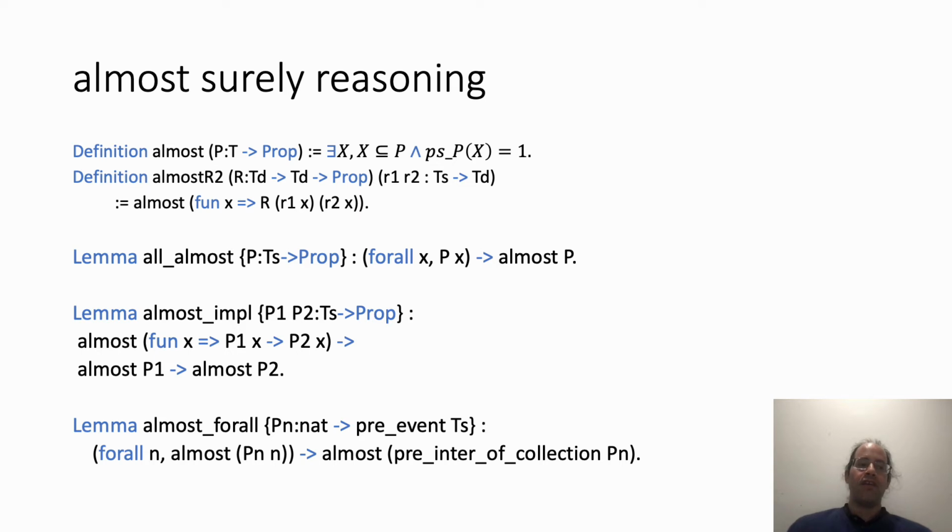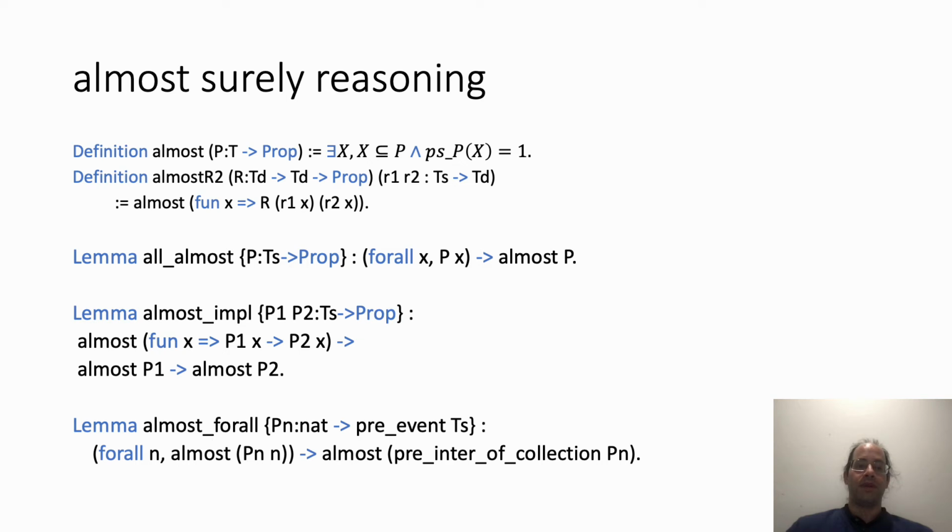Rather than having to unfold the definition of almost R2 and look into this existential, the event that's contained within the larger set of things that are satisfied by the predicate, we try to reason at a higher level, and there are three lemmas in particular that are really useful for this. The first one, called all almost, is pretty trivial. It just says that if a predicate unconditionally holds, then it almost holds. The next one, almost impl, says if it's almost the case that P1 implies P2, and it's almost the case that P1 holds, then it's almost the case that P2 holds.